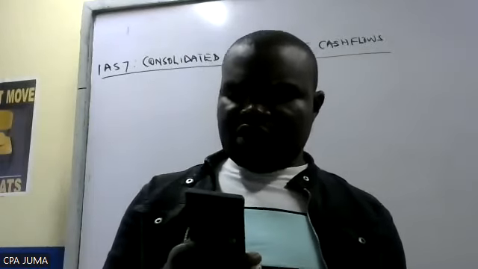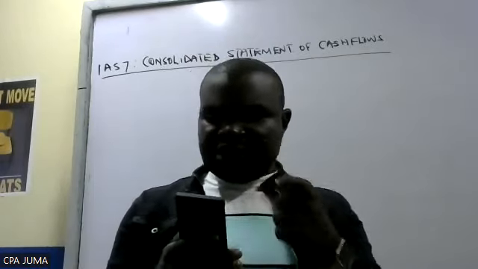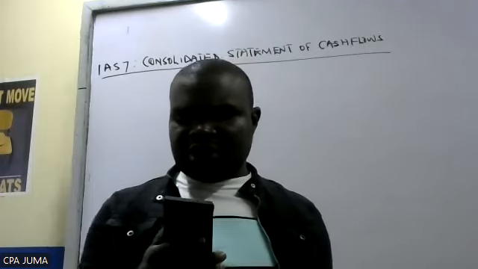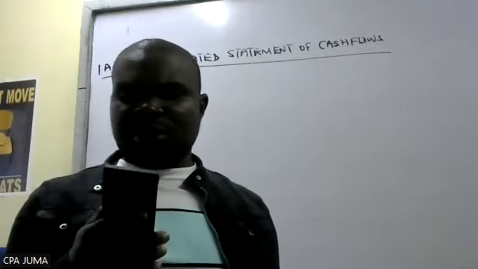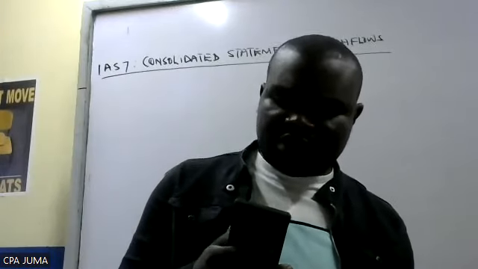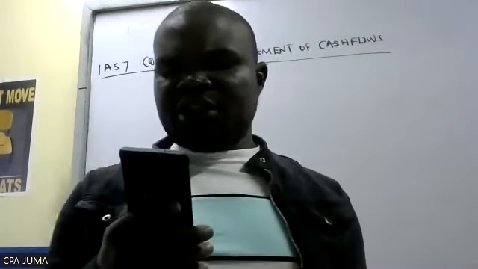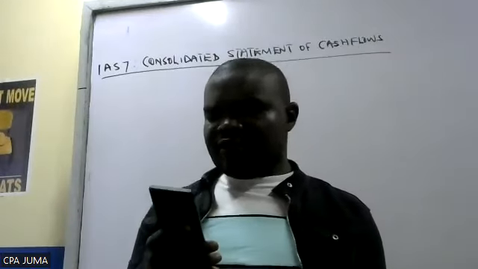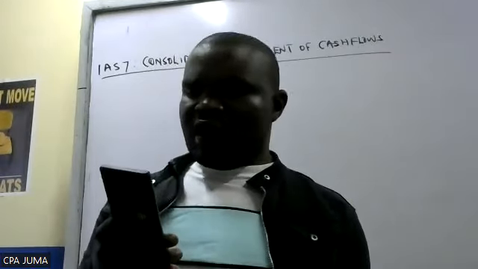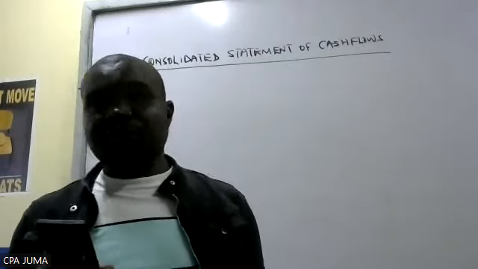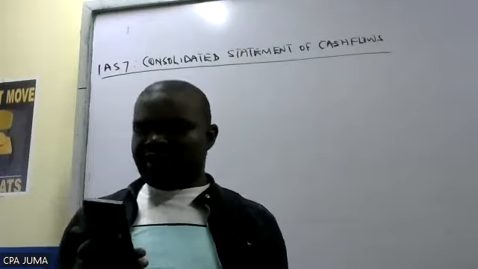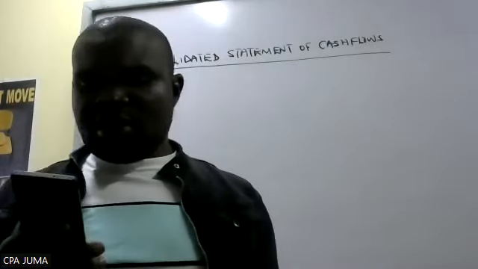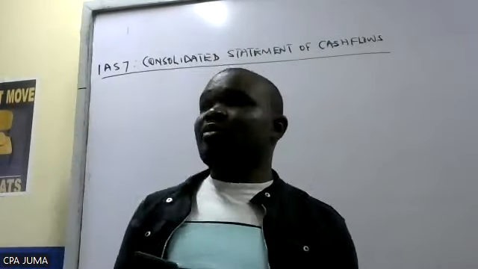Direct method, it shows each major class of gross cash receipts and gross cash payments, including cash receipts from customers and cash payment to suppliers and employees. The main limitation of direct method is that it fails to take into consideration the working capital components. For operating cash flow, the direct method of presentation is encouraged, but the indirect method is acceptable.